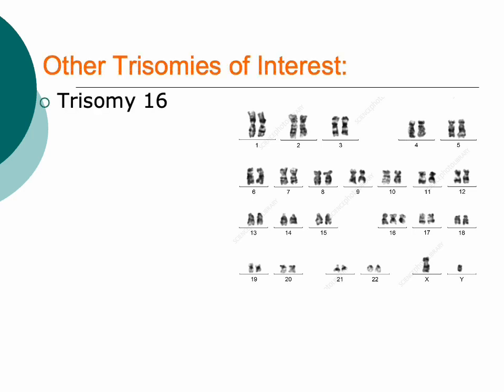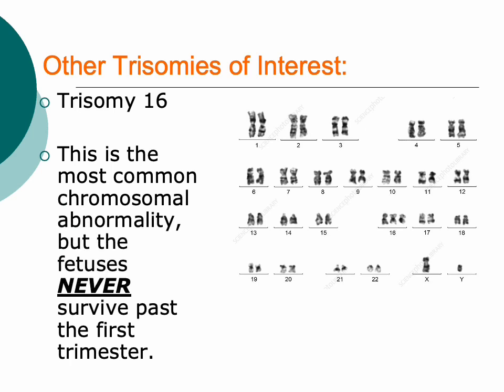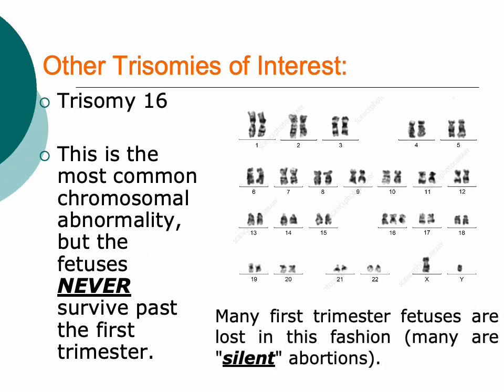Now, other trisomies of interest is trisomy 16. This is the most common chromosomal abnormality, but the fetuses never survive past the first trimester. If an embryo contains a trisomy 16, they would usually die during the first trimester. Many first trimester fetuses are lost in this fashion because many are silent abortions.